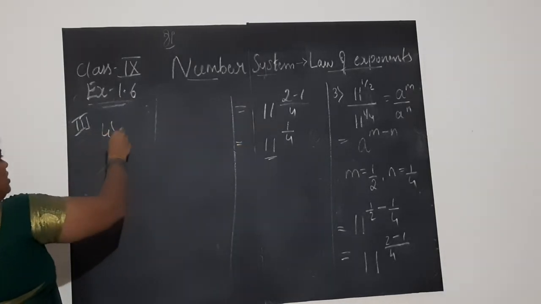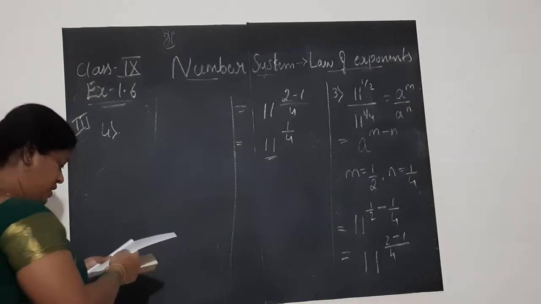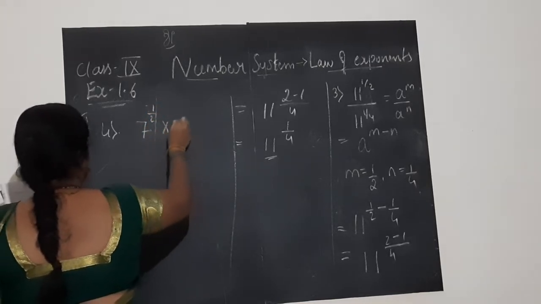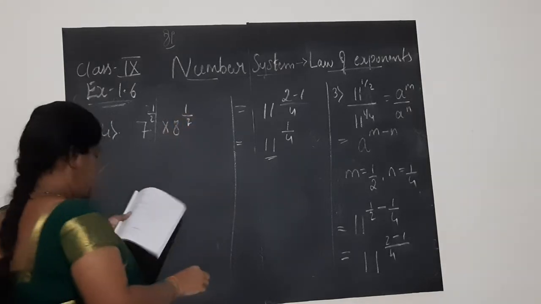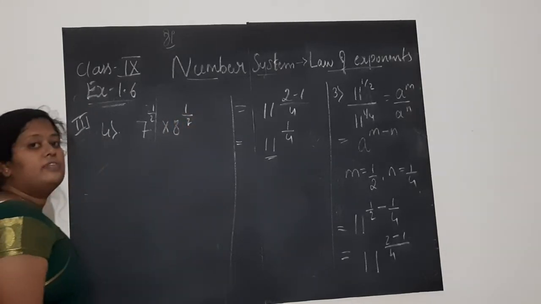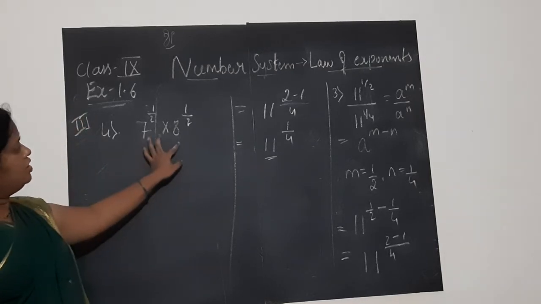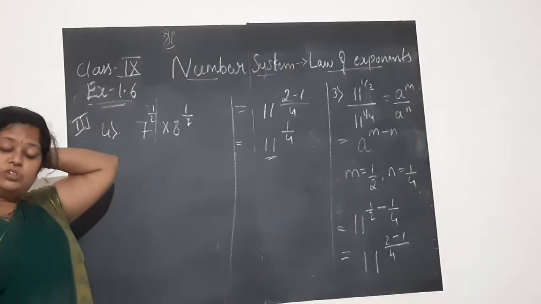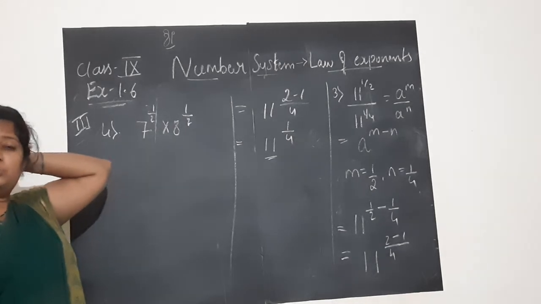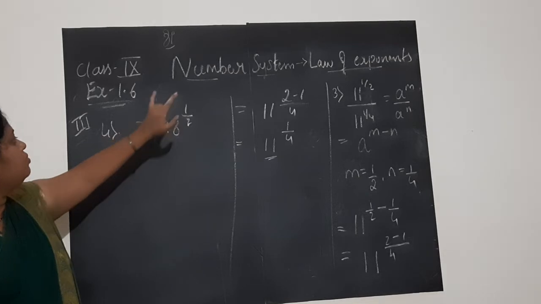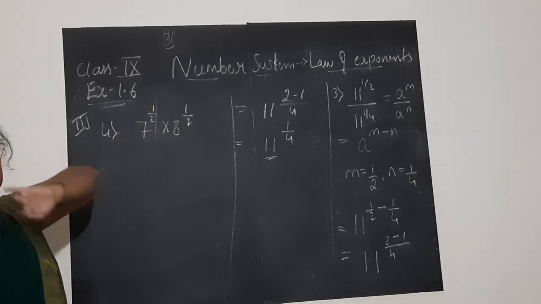So the fourth question is 7 to the power half into 8 to the power half. Correct? Yes, 7 power half into 8 to the power half. If you observe, children, in other problems we used to have the same base value, 2, 3 like that. Here the base values are different, but the power is half in both cases.